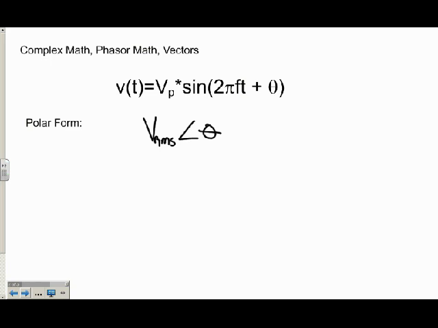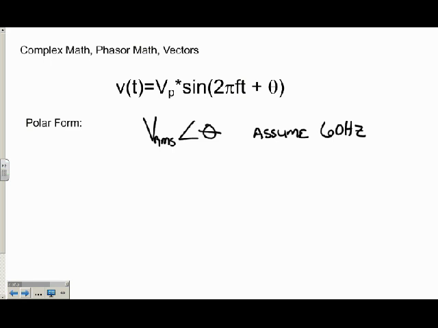Instead of using peak, we're using RMS, we're using theta, and we're assuming 60 hertz. If it's anything other than 60 hertz, we'll tell you. So we're going to use the RMS value and the magnitude and the direction of the waveform. This allows us to draw the waveform as a vector and do tip-to-tail math like forces in physics.